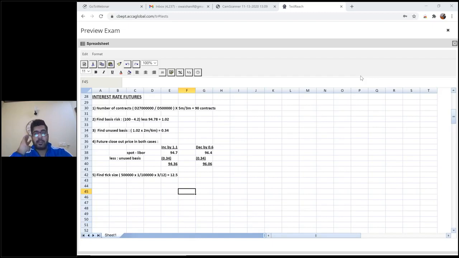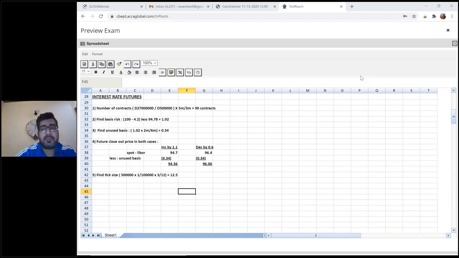Okay, so FRAs had been completed. But now we are moving towards futures. You have to show 7 steps in futures. The first step is the number of contracts. It's the amount of borrowing or deposits, 27 million, over our contract size, 500,000, into time period, that is 5 months over 12, giving 90 contracts. Basis risk: spot minus LIBOR, 100 minus 4.2, less futures price.